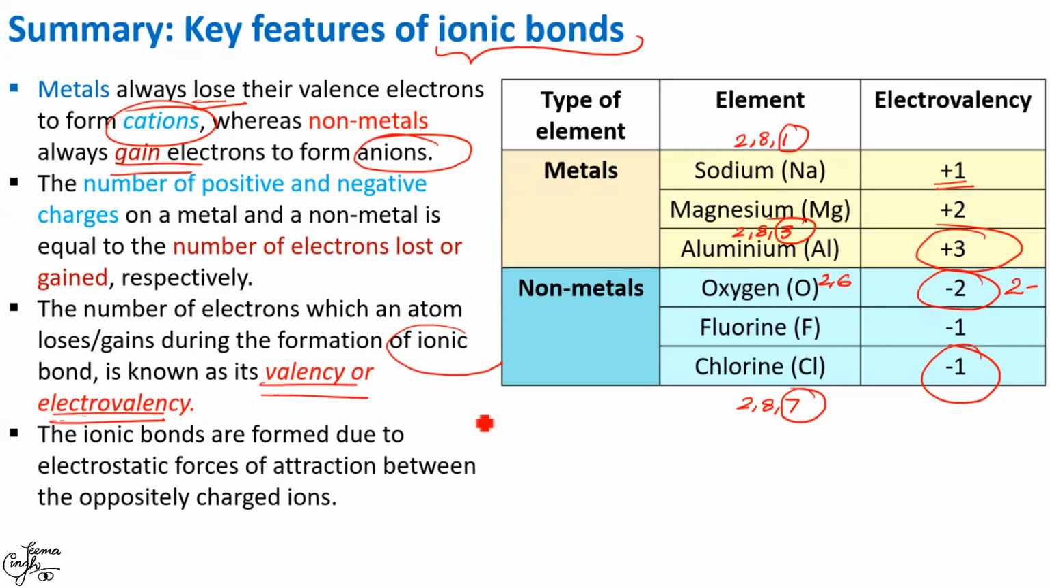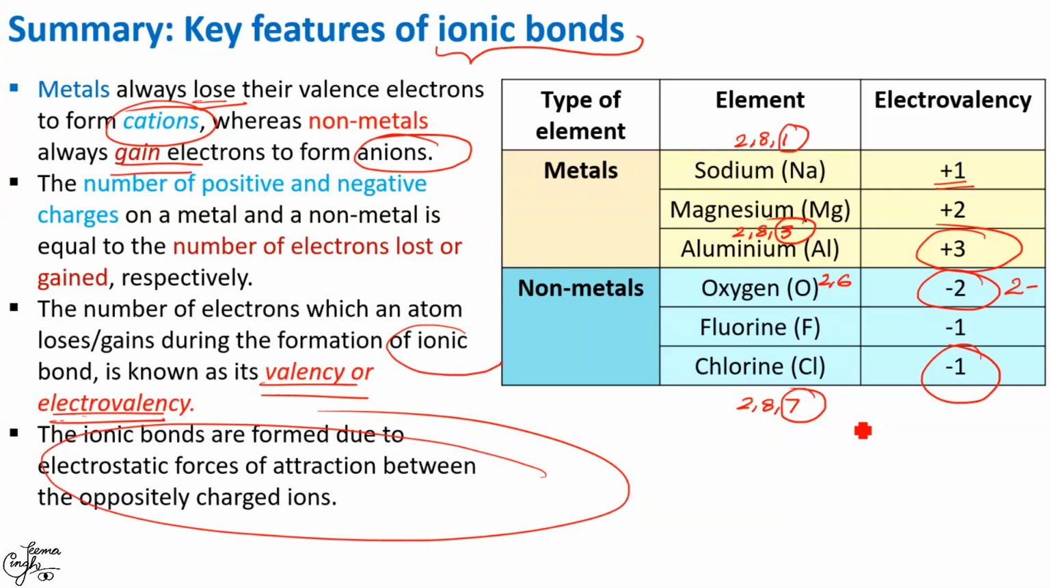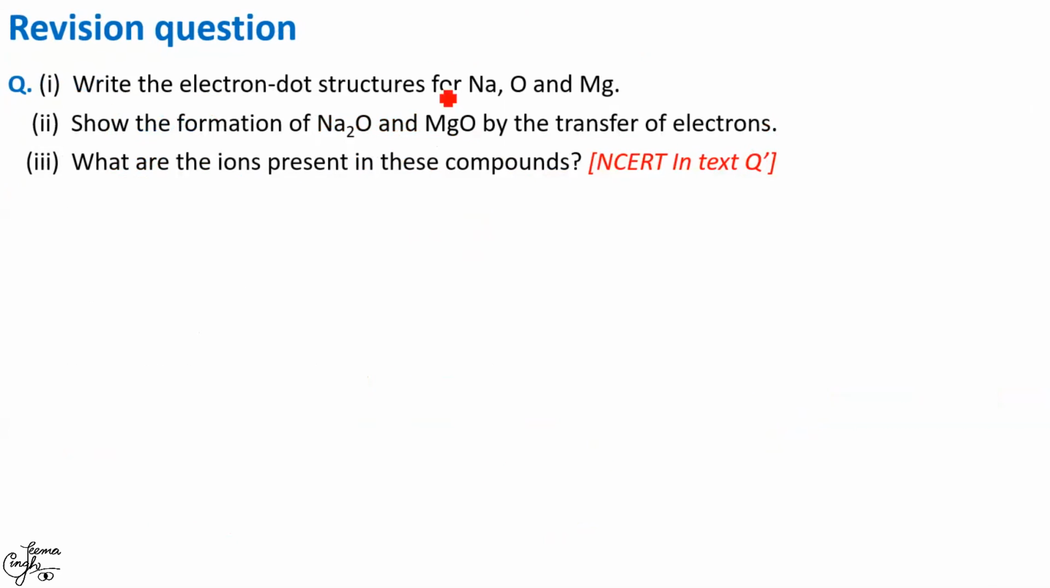And why are ionic bonds formed? They are formed due to electrostatic forces of attraction between oppositely charged ions. That means attraction between cations and anions. Let us finally put to test what we have learned by answering a simple question. The question says, write the electron dot structures for sodium, oxygen and magnesium. Although I've covered it in my explanation part, let me do this quickly for you.